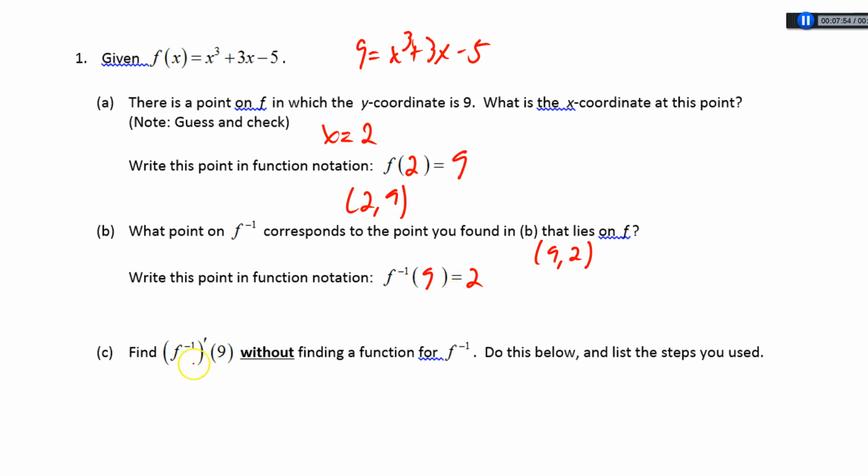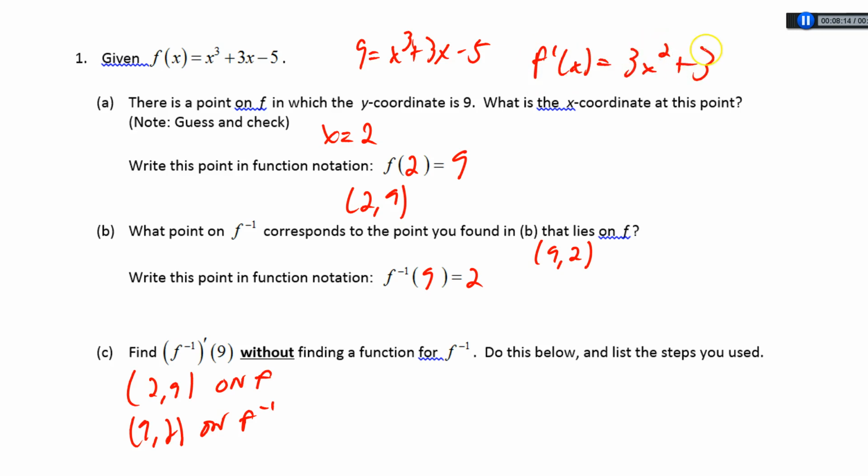Now they want us to find f inverse prime of 9. So they want us to find the derivative of the inverse at 9. So we're going to do our little chart here. So we know that 2, 9 is on f, and 9, 2 is on f inverse. Now we have to find the slope. So I think we can find the slope of f, right? f prime of x would be 3x squared plus 3.